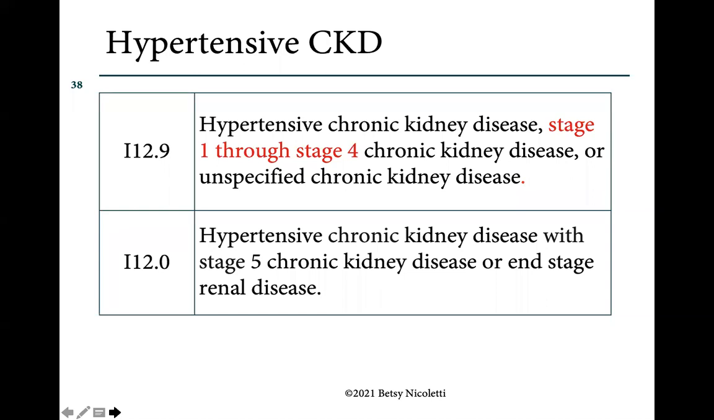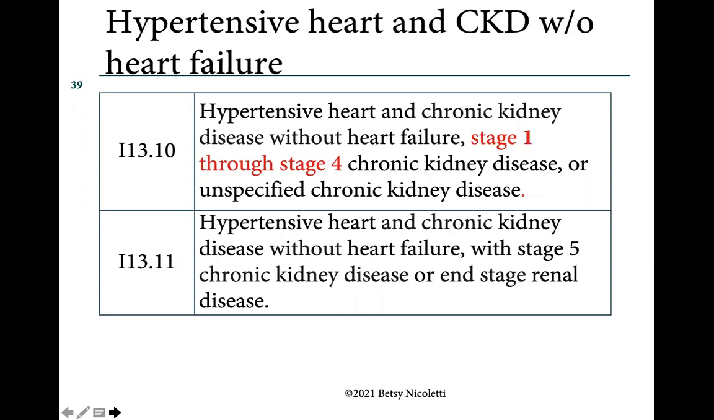So for hypertensive chronic kidney disease, stage 1 through 4, or stage 5, we don't use I-10, we use these specific hypertensive chronic kidney disease codes. We add an additional code for the stage of the chronic kidney disease. Hypertensive heart and chronic kidney disease without heart failure, stage 1 through 4, or stage 5 and end-stage renal disease.